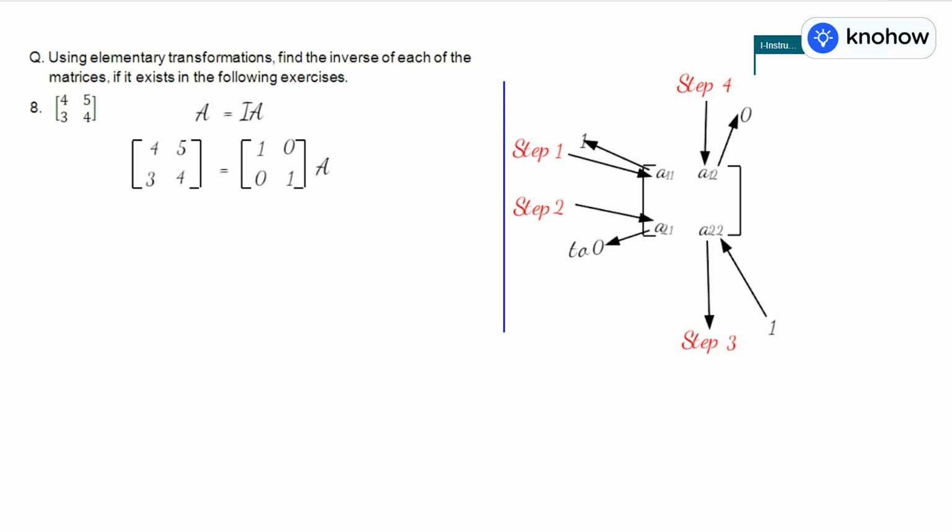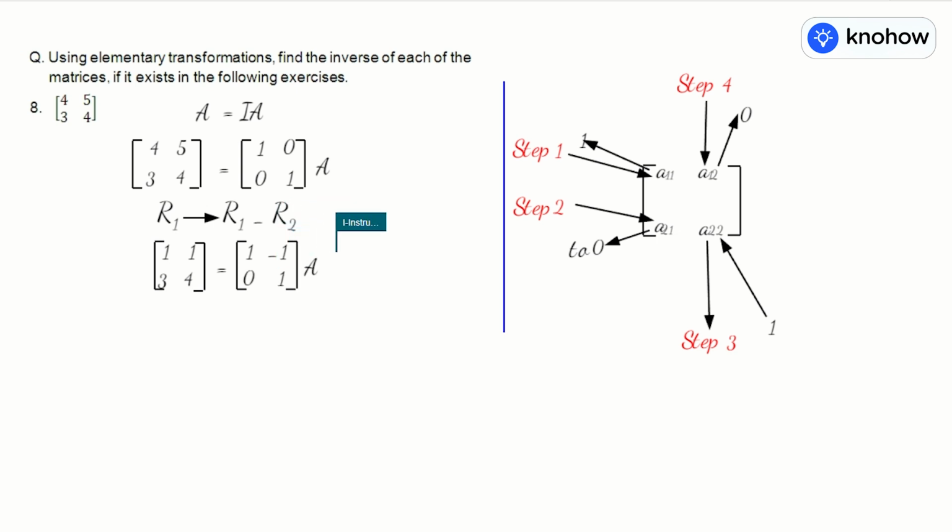Now let me take the present sum. It is a simple question. In row 1, A11 here is 4 and A21 is 3. So by applying R1 minus R2, it will reduce to 1. So replace R1 by R1 minus R2. You get 4 minus 3, 1, 5 minus 4, 1, keeping the second row the same, and apply the same transformation on the right side. Never forget to do that. So R1 minus R2: 1, 0 minus 1 will be minus 1, and the second row will remain the same. Continue to write A as such.